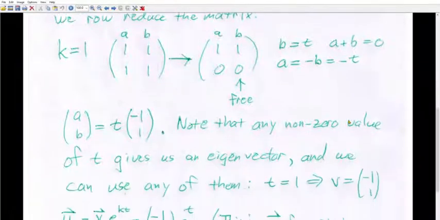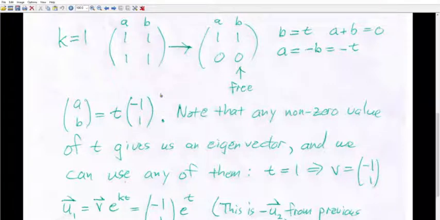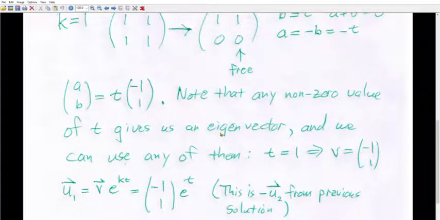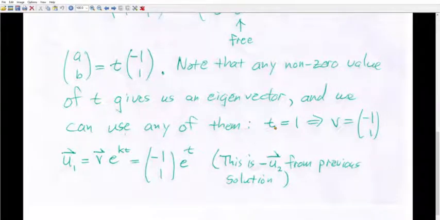So our solution looks like A, which was minus t, B, which was t, which is just t times the vector minus 1, 1. And here is our non-zero eigenvector for any value of t other than 0. One eigenvector is pretty much as good as another, so we can use any one we want. For simplicity, I'm just going to choose t equals 1, and that gives me an eigenvector of minus 1, 1. And remember, that's associated with the eigenvalue k equals 1.